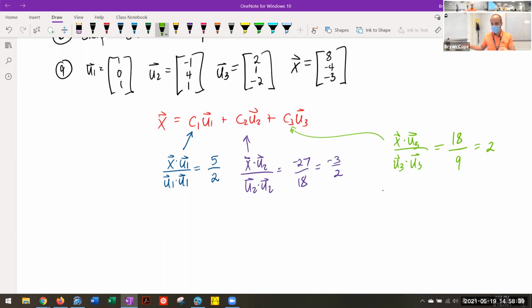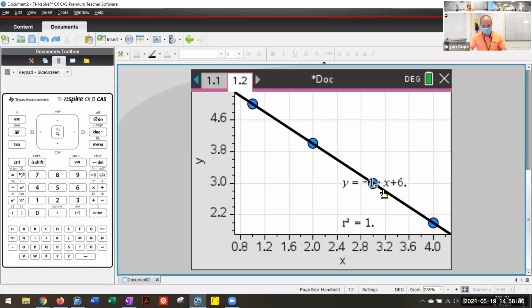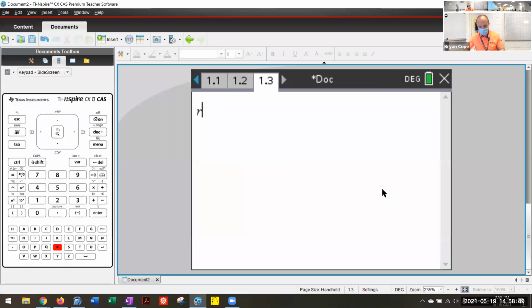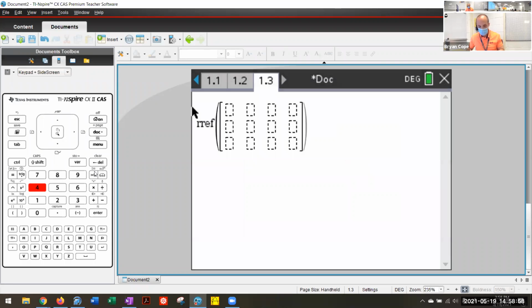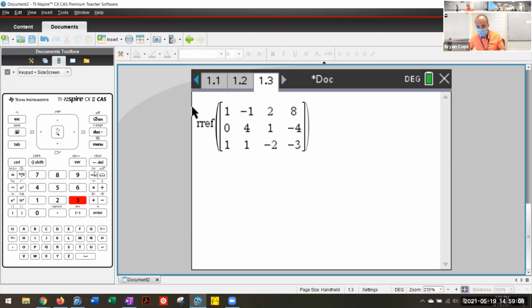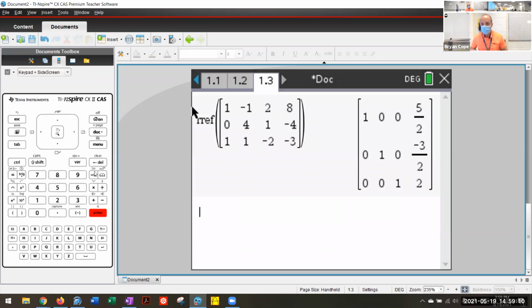We're going to confirm it with rreffing, just to link the two methods that we've learned. So insert new page, rref, and it's going to be a what by what? 3 by 4. Okay, so we're going to go 1, -1, 2, 8, and I use the correct vectors this time. 0, 4, 1, -4, and 1, 1, -2, -3. We did it. Cool. Math works.